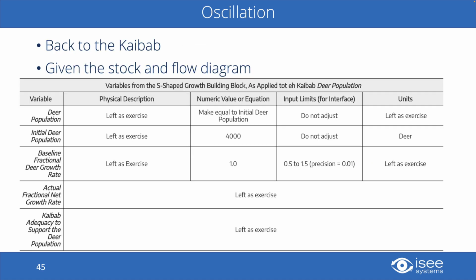And at this point, we are back to the Kaibab. I'm going to have them build the Kaibab from scratch. And the way we do this is we give them the stock and flow diagram, and then there's a written description where they have to fill in things. So the physical description of the deer population is left for an exercise, and on the far right, the units are left for the exercise. And this would walk through the whole Kaibab model, and they're going to have to do it that way.